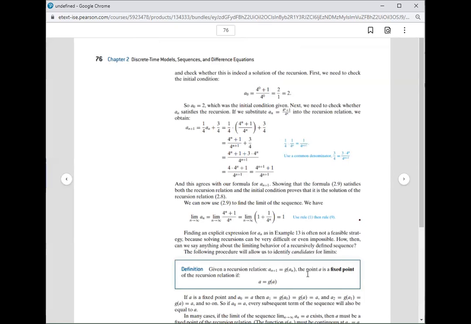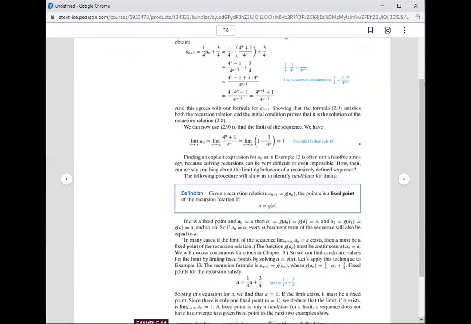So now, given the recursive equation, the point A is a fixed point of the recursion relation if A equals G of A, a function of A. If a0 equals A, then a1 equals G of a0, which equals G of A, which equals A, and so on.